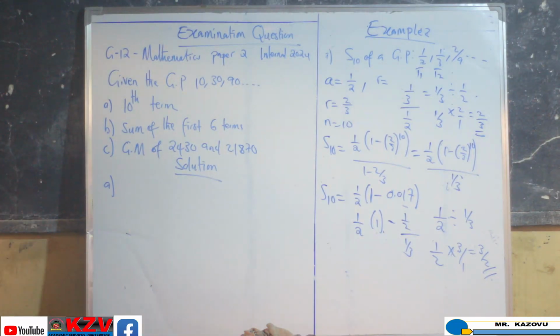Are we on the same page? So from your question, this one is an examination question. If you get a past paper, you find this one. They're saying that given that the GP is 10, 30, and 90, find the 10th term.